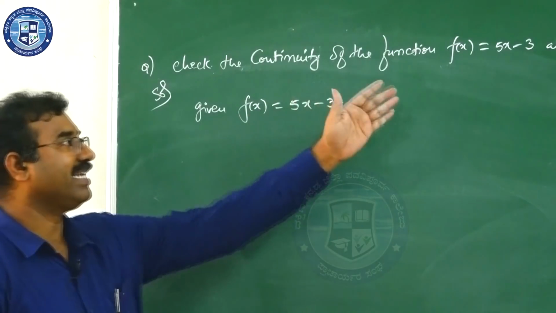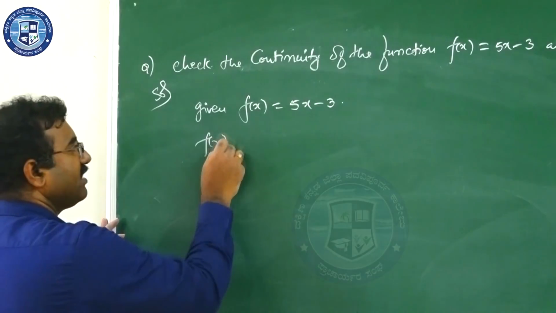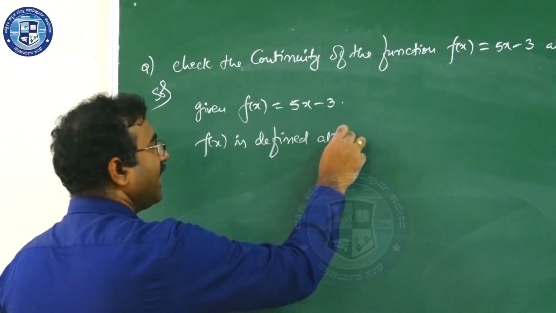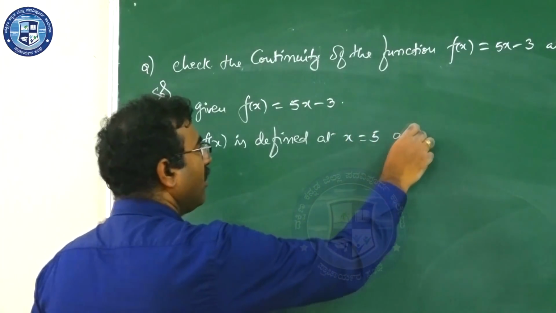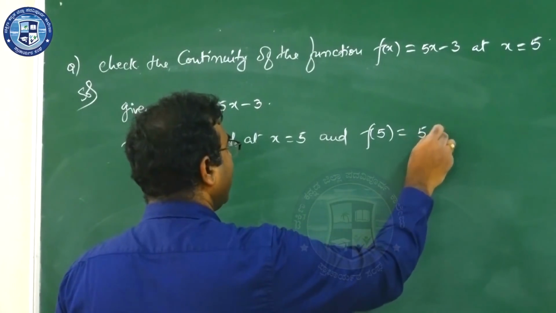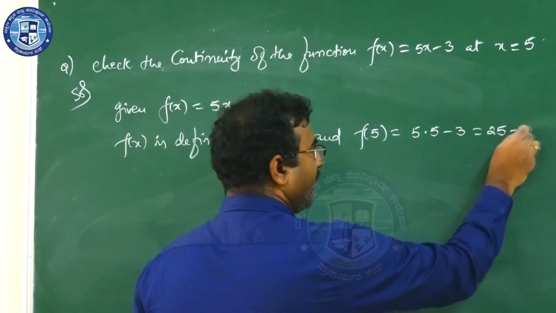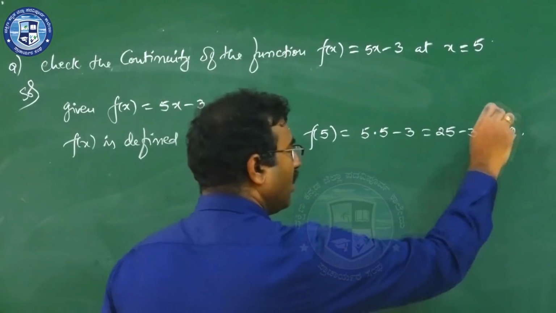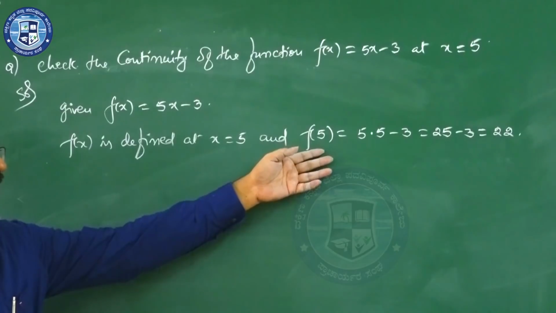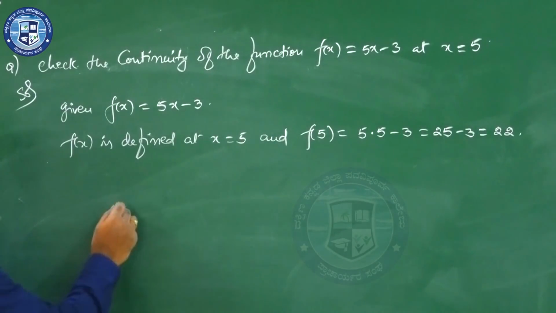Here f(x) is clearly defined at 5. Okay. f(x) is defined at x equal to 5, and f of 5 is what? What is f of 5? 5 into 5 minus 3, 25 minus 3, we get 22, right. That means the functional value is 22, and then we will find out the limiting value.